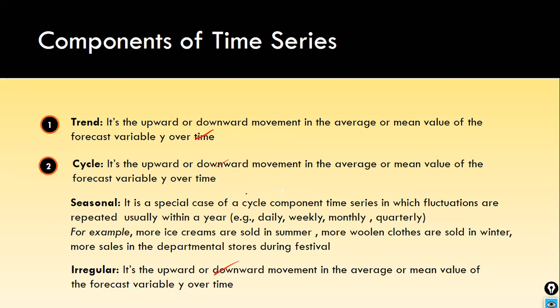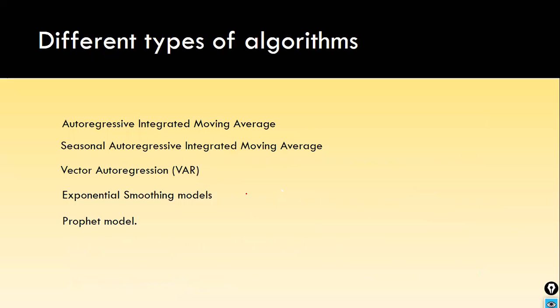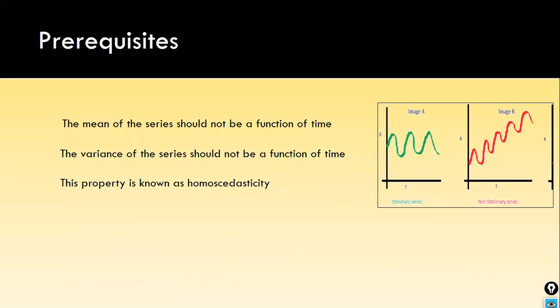The seasonal, we know very well what exactly season is all about. There are different types of algorithms available as part of time series. The ARIMA, auto regressive integrated moving average, and SARIMA, and VAR, vector auto regression. This is the one used for multivariate time series analysis. And finally, you have something else called exponential smoothing models and Prophet model. So we will take a look at the univariate time series.